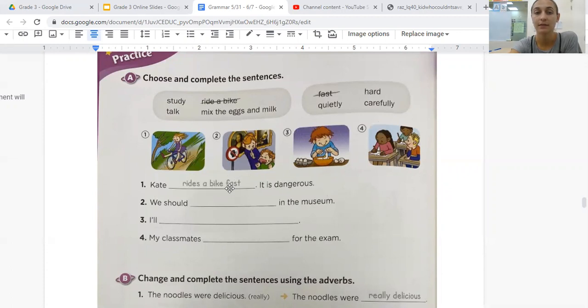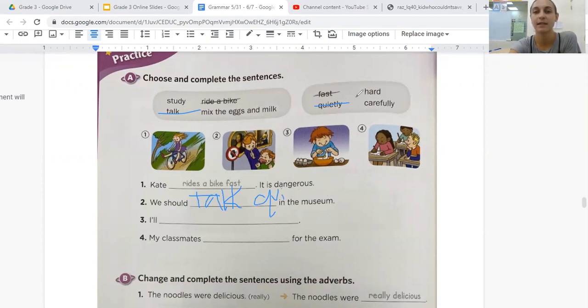It is dangerous. So if we look at number 2, I see talk here, but our sign says not to talk. So we need to add something in there. We should, let me get my pen. Not. Oh, no, we should not. We don't need to add not because we have something over here that can help us. So we're going to use talk. What else can we use here? We should talk hard, carefully, or quietly. Quietly. We should talk quietly. And write the rest. We should talk quietly in the museum.